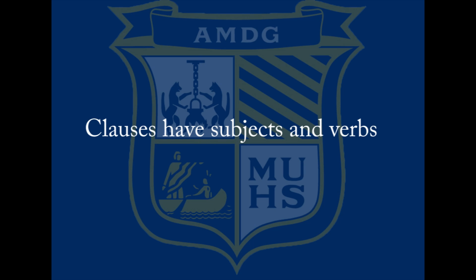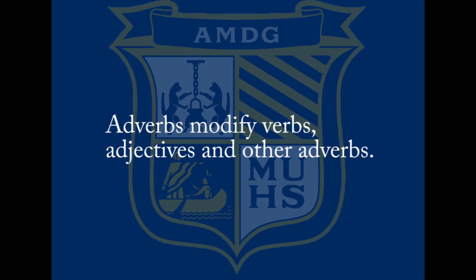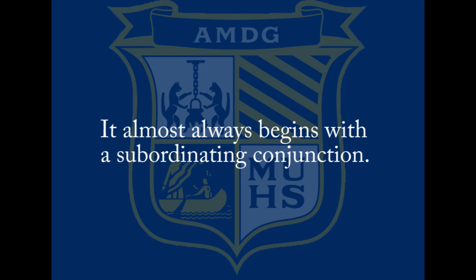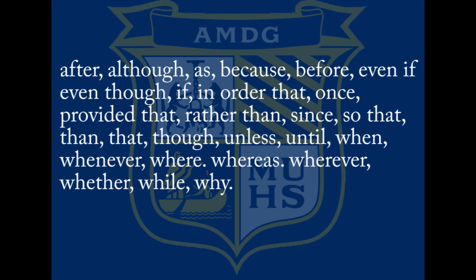You know that if something is called a clause, it has a subject and a verb. And if something is called an adverb, it modifies a verb, an adjective, or another adverb. An adverb clause is a type of dependent or subordinate clause that modifies a verb, an adjective, or an adverb. It almost always begins with a trigger word called a subordinating conjunction. Here's a list of the most common ones.